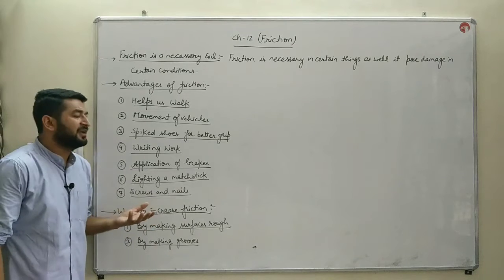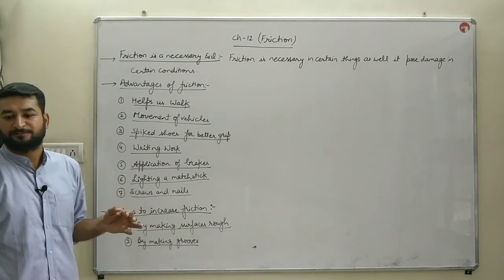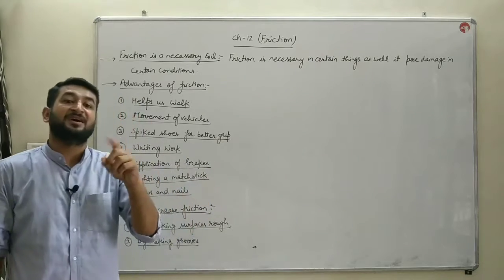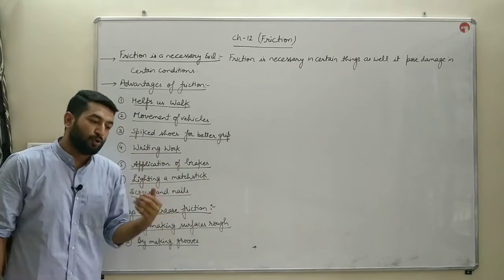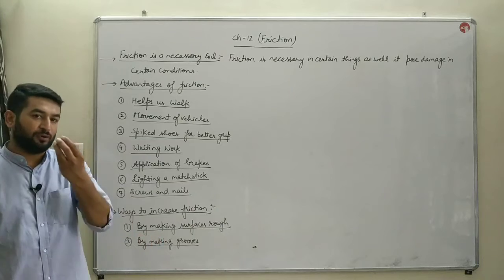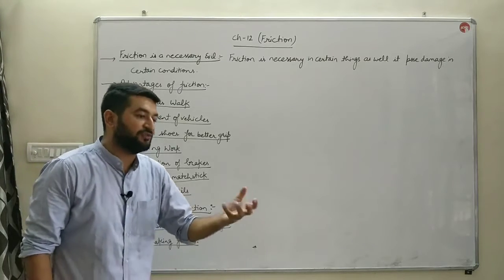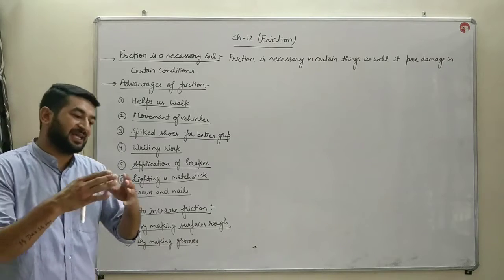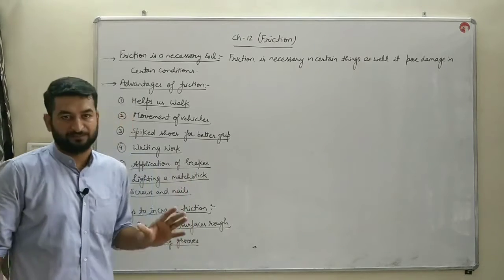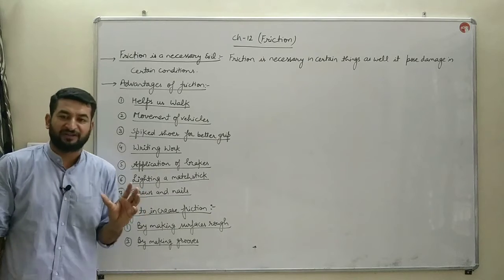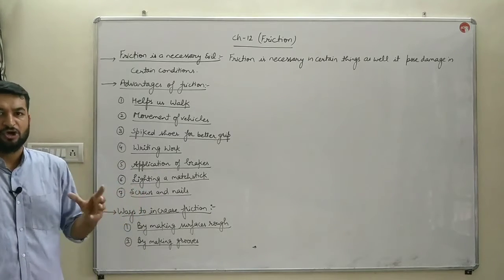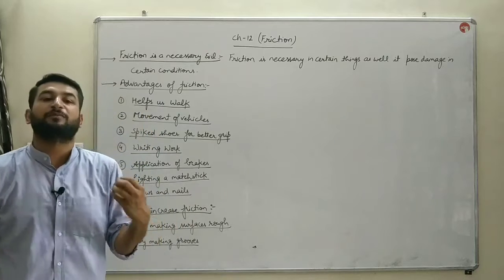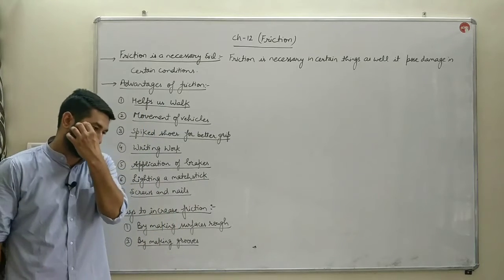Next, we have discussed, children, the factors affecting friction. There are two factors which affect the friction of a surface. The one is roughness. The more the roughness of a surface, the more friction that object will exert, and less roughness means fewer irregularities, which means less friction. The second factor is the weight of the object. More weight will pose more friction and less weight will cause less friction.